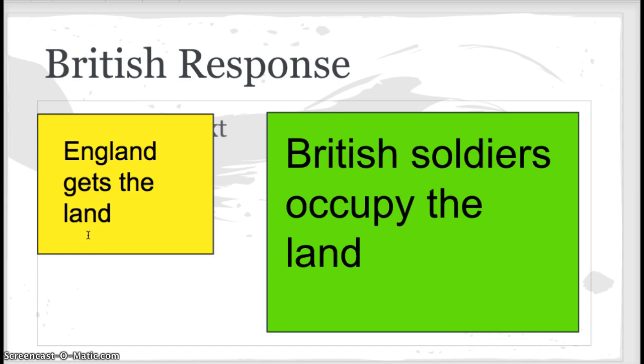The way they're going to respond to England getting the land, the colonists want to automatically occupy it. Britain wants to sell it. So they're going to send their soldiers in and occupy the land. They're going to take over those French forts. And they're not going to let people just come in and grab land. They want to make money off of the Ohio River Valley. The colonists do not think that's fair. They think that some of the soldiers who fought there should get it.